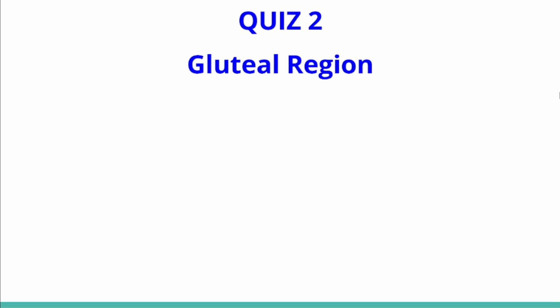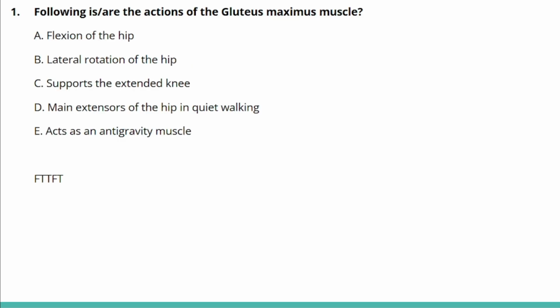Quiz 2 about the gluteal region of the thigh, and this quiz contains 5 questions. I will discuss question by question. Meanwhile, you can attempt to answer. First question: following are the actions of the gluteus maximus muscle.